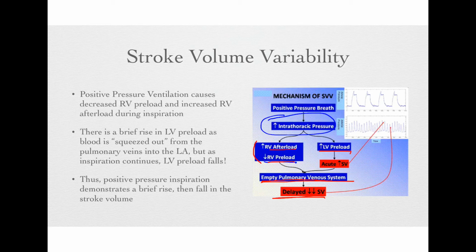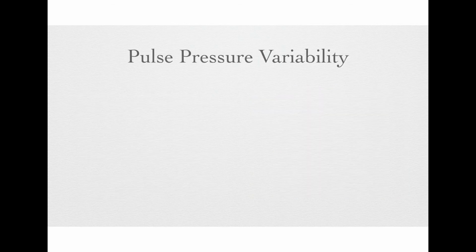So we see that if we compare the pressure tracing on the ventilator to the arterial pressure as measured from an arterial line, during early inspiration, the arterial pressure slightly increases, then decreases over time. And then once the patient is in expiration, the pressures start to increase again. In a patient who is more likely to be volume responsive, these changes will be much more dramatic, and we can use that to our advantage.